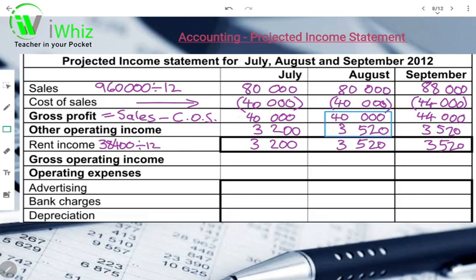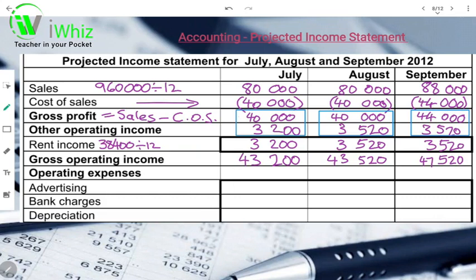You're going to take 40,000 plus 3,520 rand, and then you're going to take 44,000 plus 3,520 rand. So if you use your calculator to add each of these amounts, your total will then give you your gross operating income. So for July, it was 43,200 rand. For August, it was 43,520 rand. And then for September, it was 47,520 rand. So can you see how our projected income statement for July, August, and September, our income is expected to increase over the 3 months, wizards?